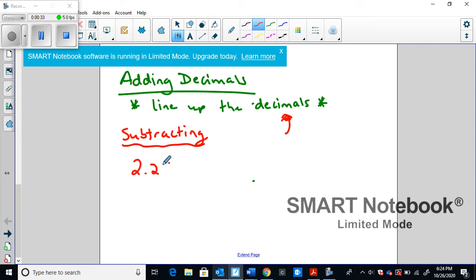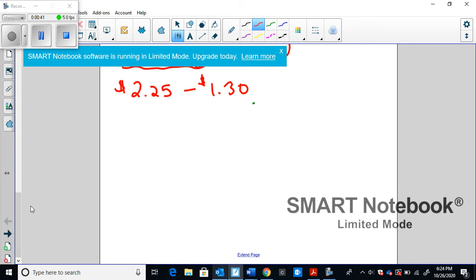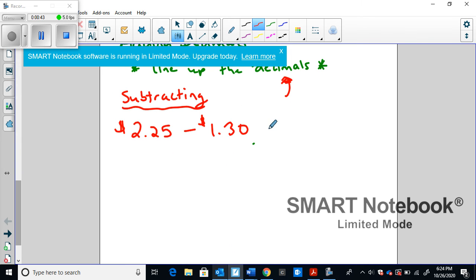I have $2.25, and I take away $1.30. So again, first of all, we can also use estimation to tell us if we're doing the right thing, if we're putting the decimal in the right spot. So let's see what whole number 2.25 is closest to. Well, $2.25 is pretty close to $2, okay?